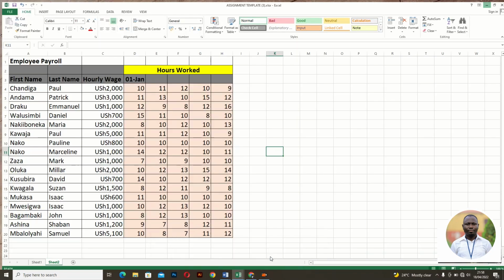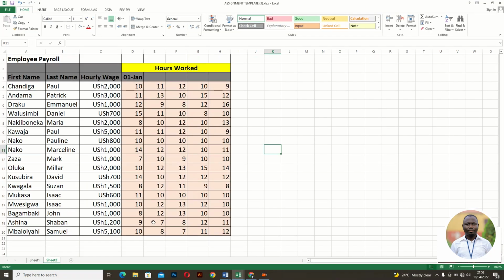In this lecture, we are going to look at a simple payroll system, and this is the template that we are going to look at while designing our payroll system. It's an assignment that I'd already given you, and you must have looked at it. So let's try to look at it and see what is happening here.